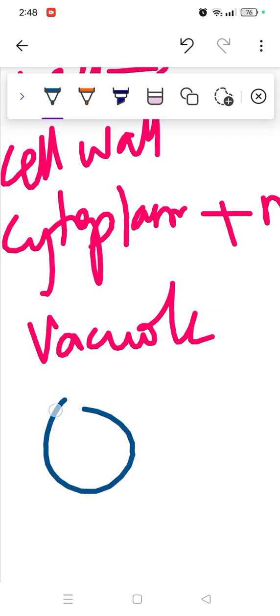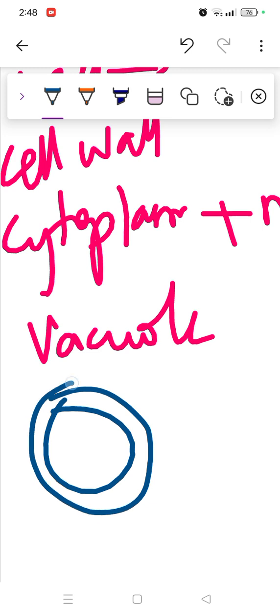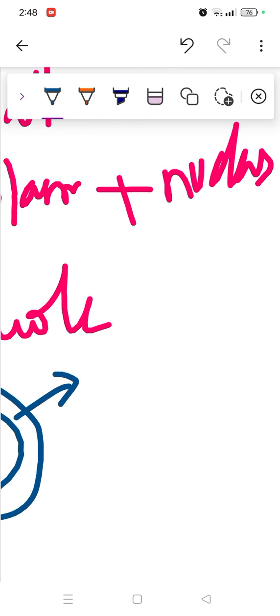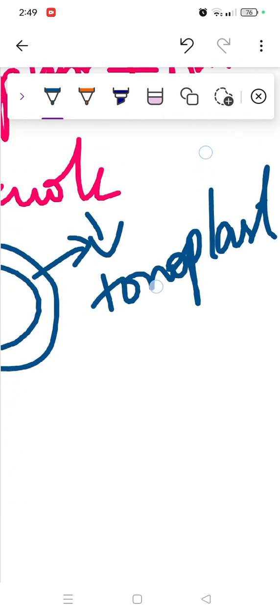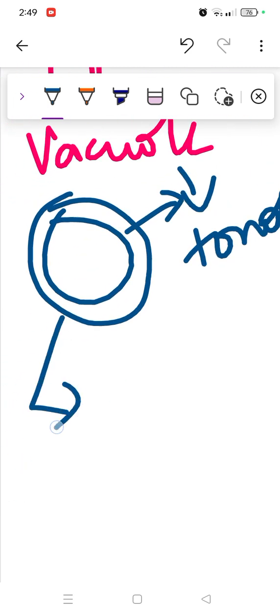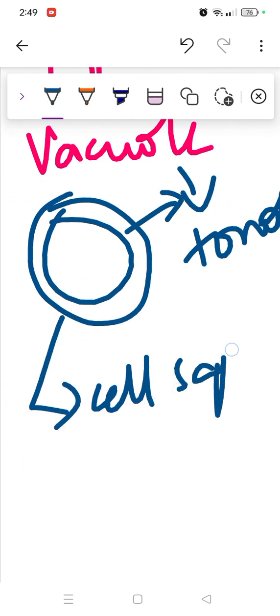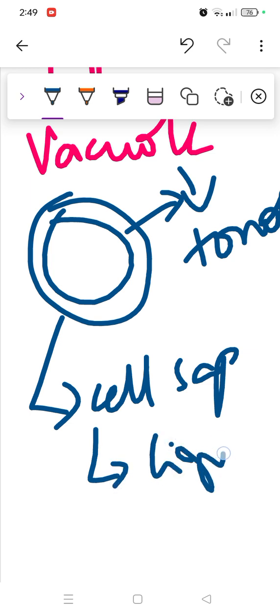So if this is the vacuole, it has a membrane like this, the vacuole membrane, which is mostly asked in so many MCQs, either in contests or a lot of the time. The vacuole membrane is called the tonoplast. So I'm sure it's clear to you. And if we discuss the vacuole, the vacuole has cell sap. Cell sap is simply a liquid material present inside the vacuole.